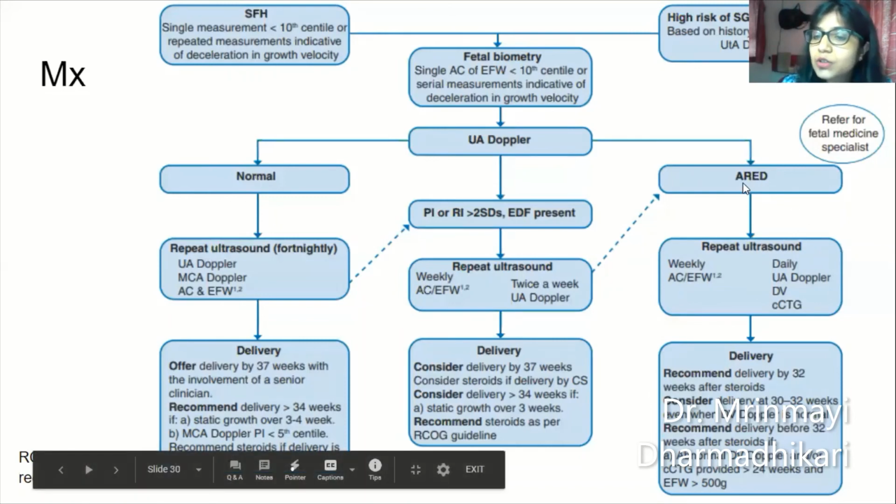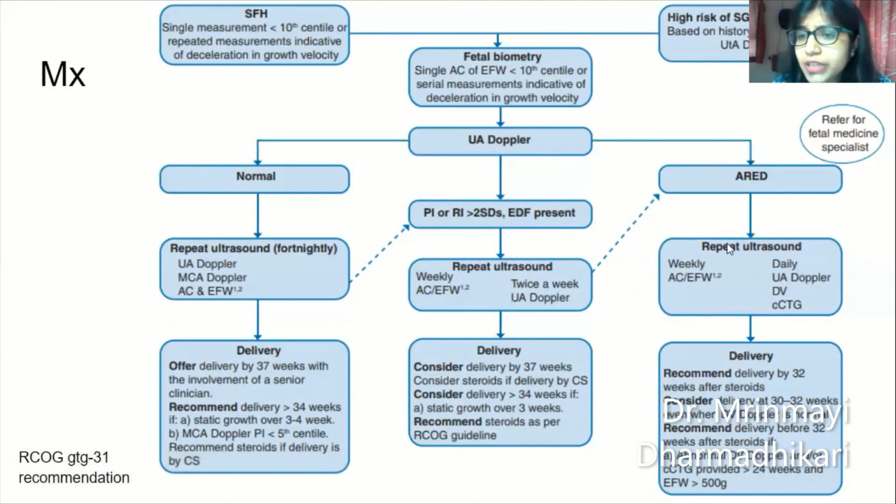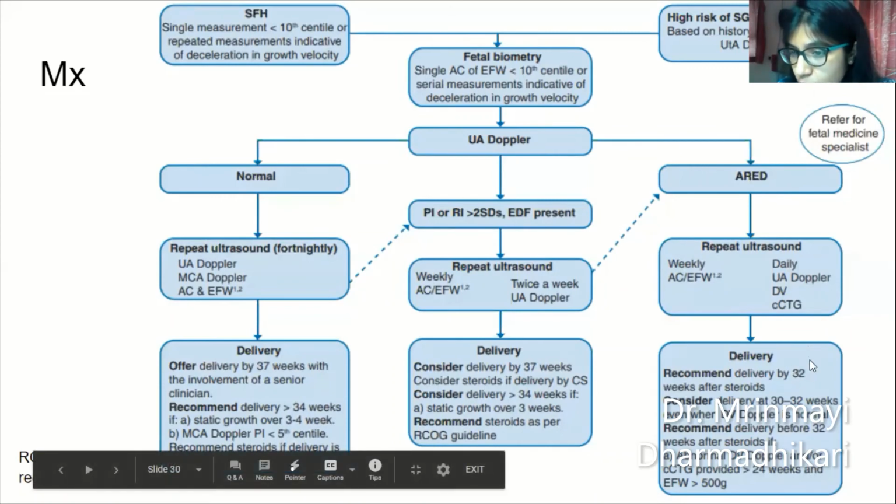And last scenario, if there is absent or reversed end diastolic flow, what do you do then? Repeat ultrasound weekly for abdominal circumference and estimated fetal weight, but a daily umbilical artery Doppler, ductus venosus Doppler, and a daily cardiotocography or NST should be done. Okay, delivery is ideally recommended by 32 weeks, but you can consider an earlier delivery, that is 30 to 32 weeks, even if the ductus venosus Doppler is normal.